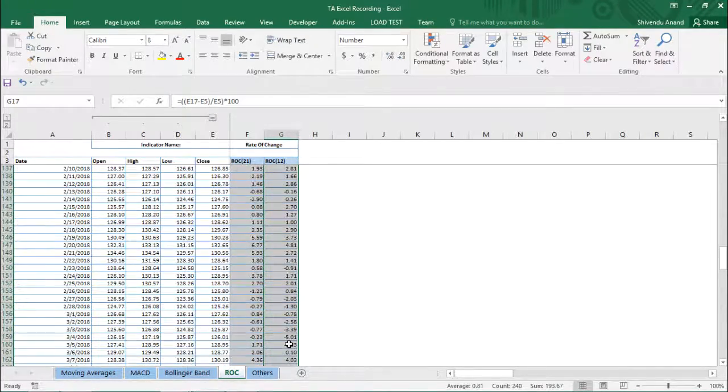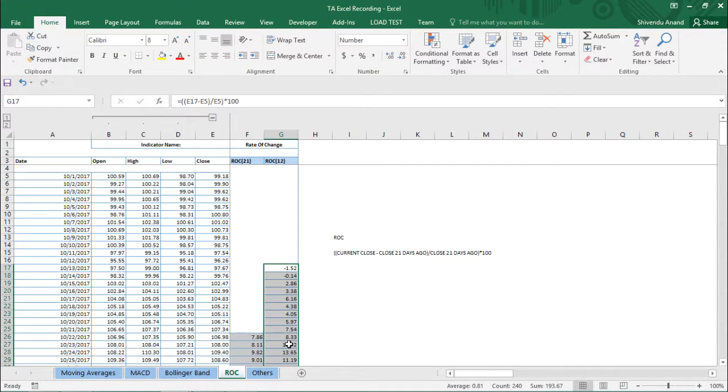So this is how we calculate ROC. It's very simple and very easy to understand.